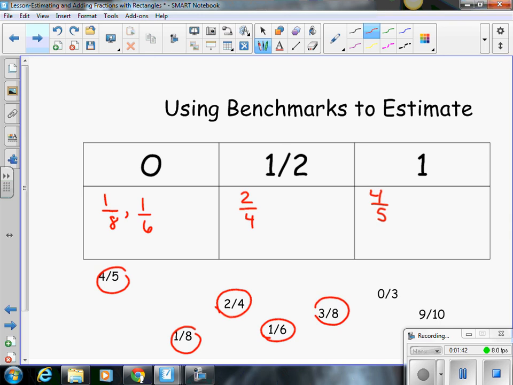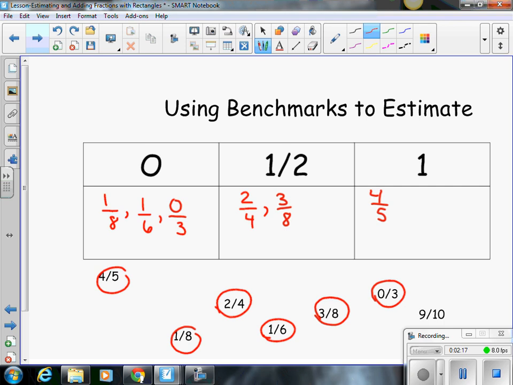3/8. Well, 3 is not a lot, but it's really close to 4/8. And I know that 4 is half of 8, so that would be really close to 1/2. I'm going to put that in the 1/2 column, because it's closer to 1/2 than it is to 0. 0/3, well, that's pretty obvious. There's none represented there, so that would be 0. So we'll put that there. And we don't usually write fractions like that anyway.